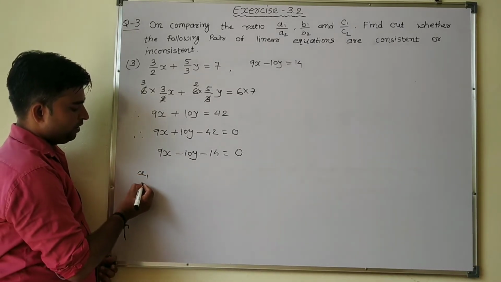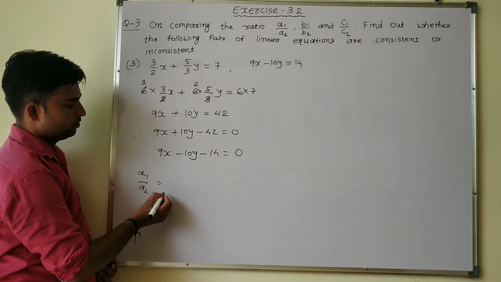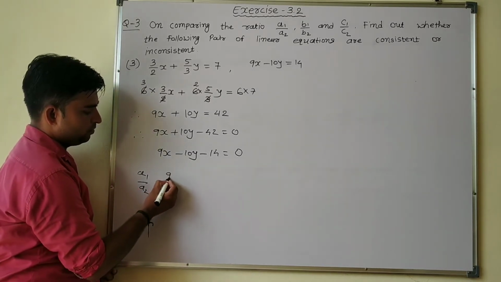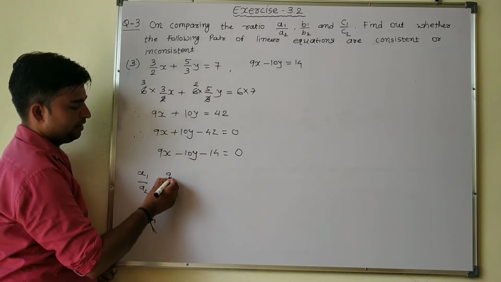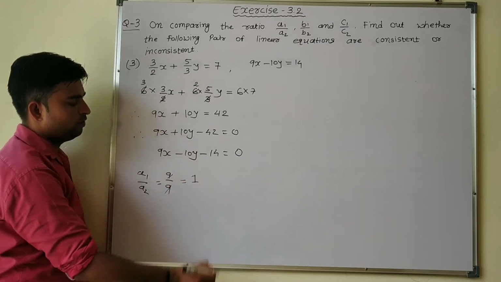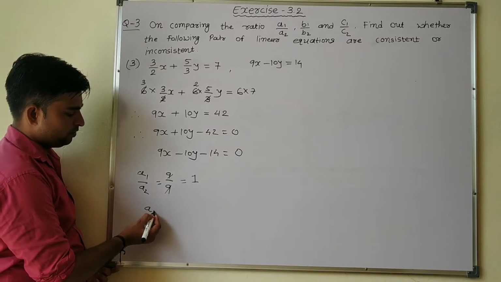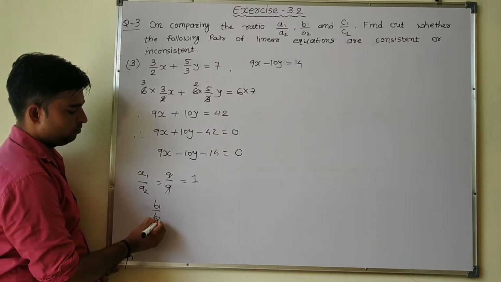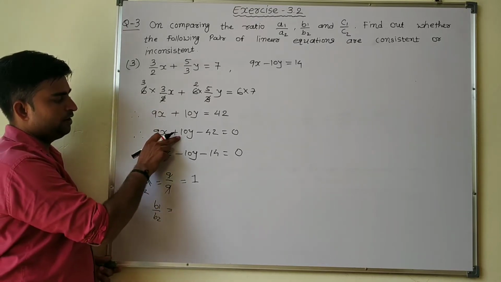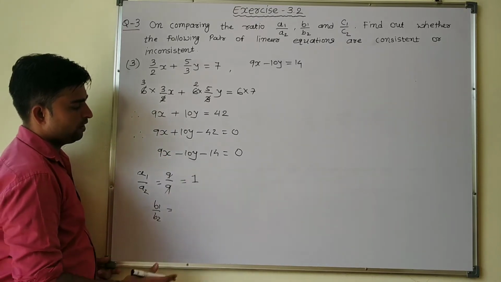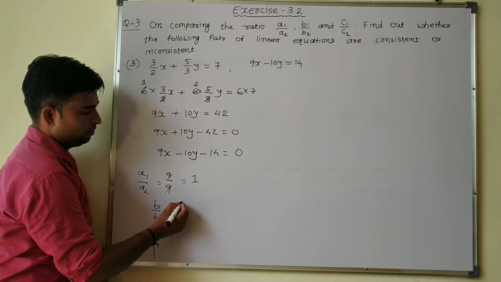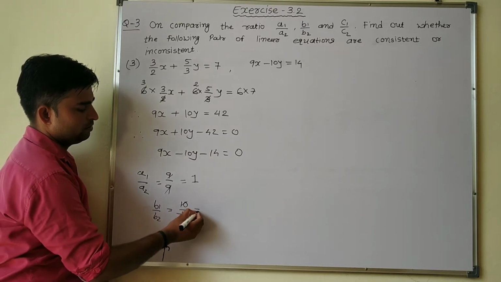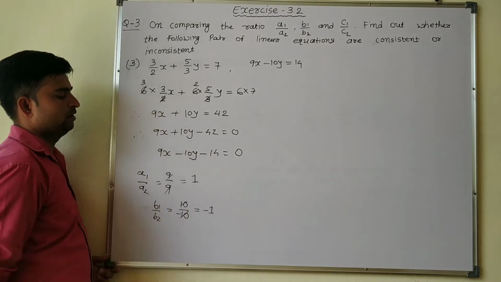First we find A1 upon A2. From here A1 is 9 and here A2 is 9. So 9 upon 9, the 9s cancel, so the answer will be 1. Then the second ratio, B1 upon B2. From here B1 is 10 and from here B2 is minus 10. So 10 upon minus 10. The 10s cancel, so the answer is minus 1.